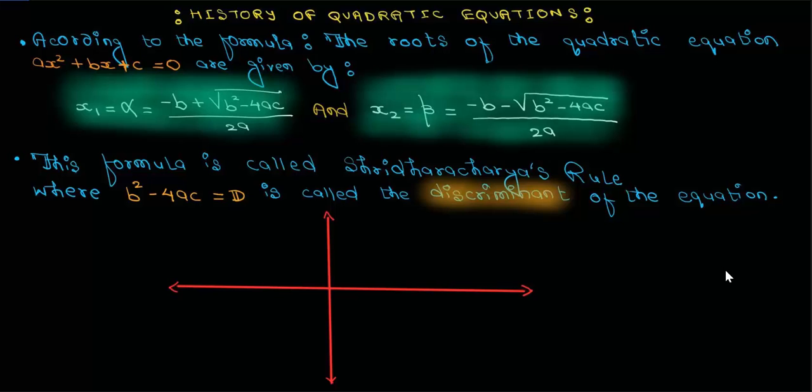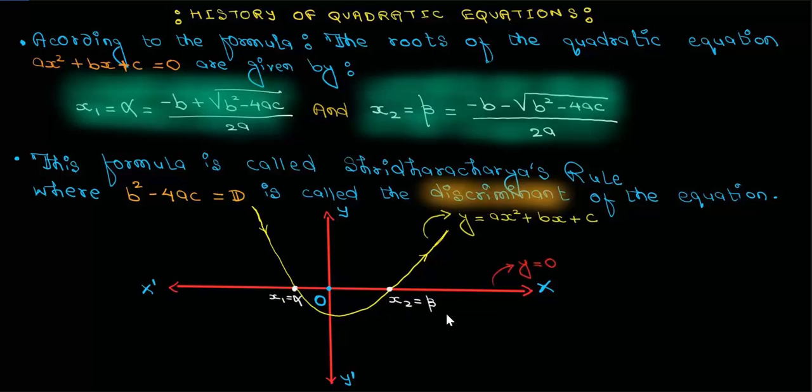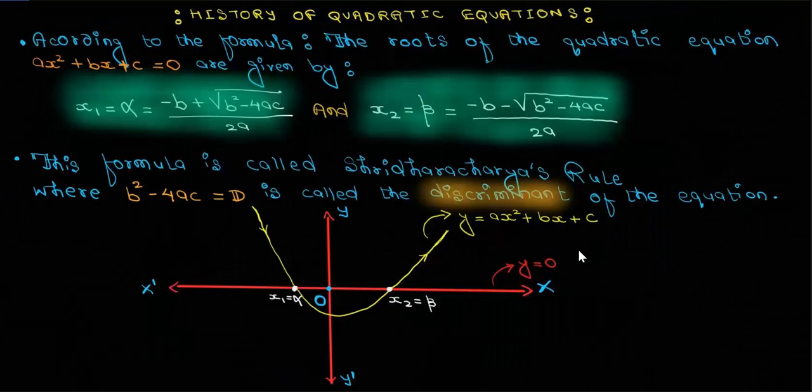For example, this is the coordinate axis, and this is the parabola. These are the two points, or we can say these are the two roots. One root is x1, which is alpha, another root is x2, which is beta. This is the parabola y equal to x square plus bx plus c. So this is how it is represented geometrically.